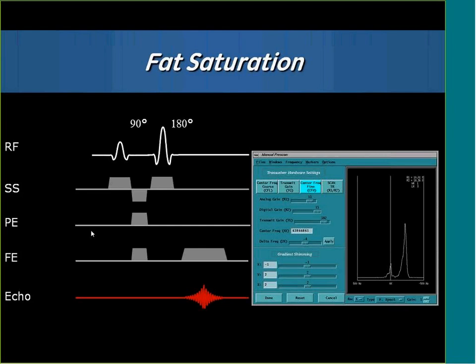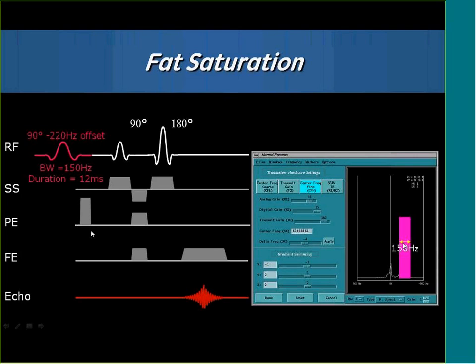So this is a spin echo sequence here, and what we're going to do is apply a radio frequency pulse which is centered on the fat peak and has quite a narrow bandwidth of about 150 hertz. So the idea is that it saturates the fat signal and doesn't touch the water peak here. So this is typically the kind of pulse that we have. It's quite a long duration pulse, which means it's got a narrow bandwidth, and it's set about 220 hertz away from the nominal Larmor frequency for water. So that pulse is played out first of all.